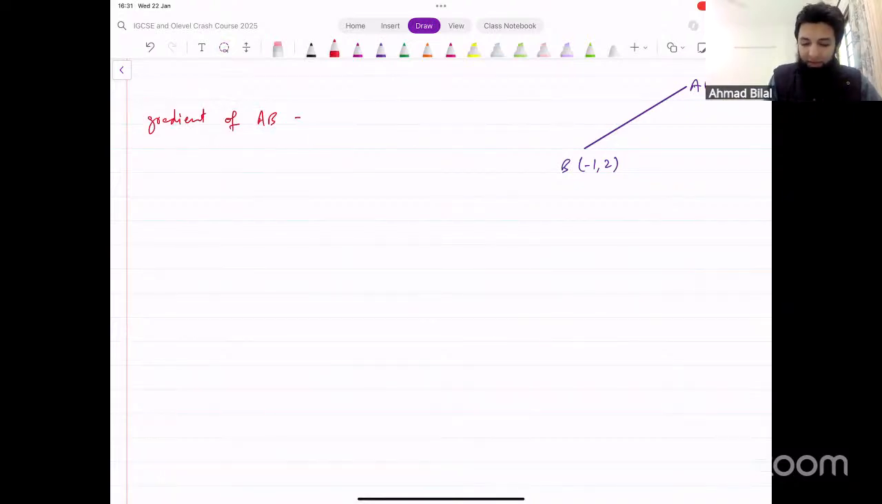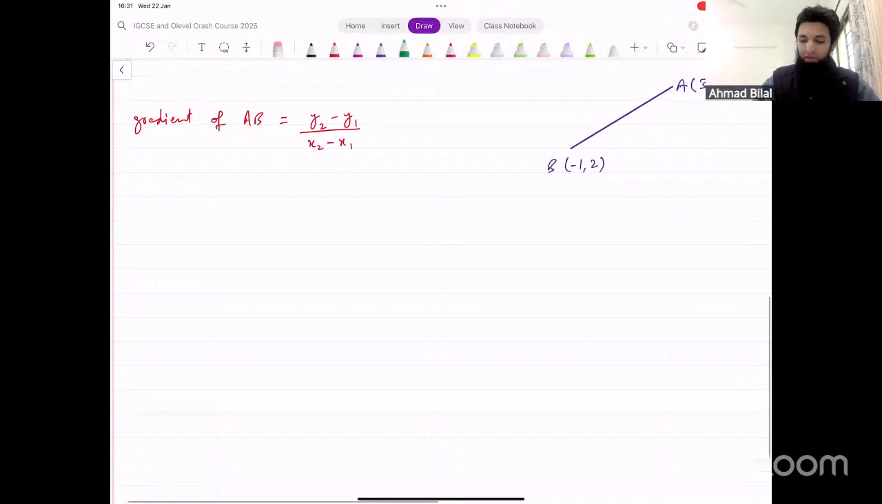Gradient is defined like this. It's the change in y over the change in x. And the formula that we use for this is y2 minus y1 over x2 minus x1. So if we call one of these two points x1, y1, and the other x2, y2, then the gradient is defined as y2 minus y1 over x2 minus x1. Now, what exactly does it represent? It's the change in y over the change in x.